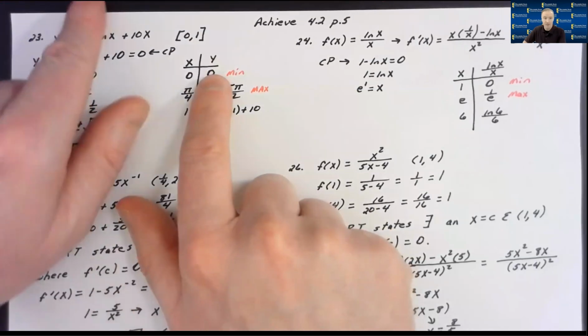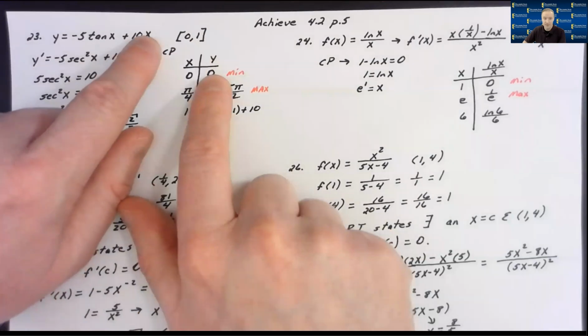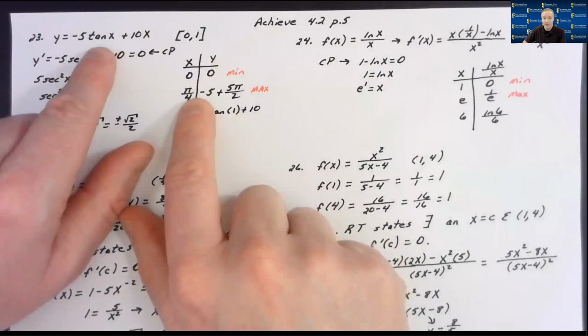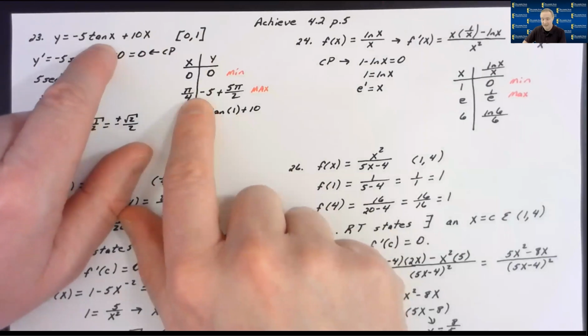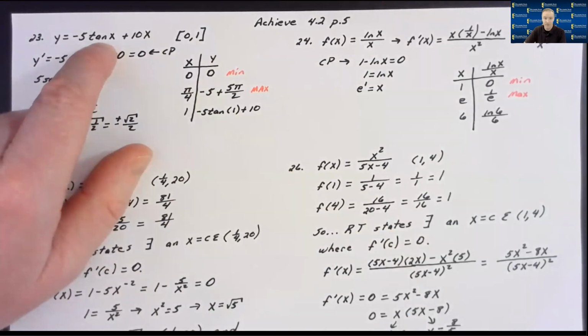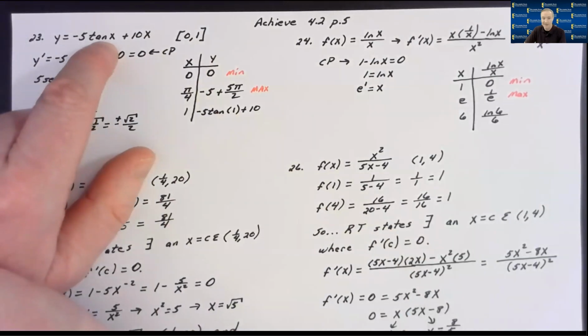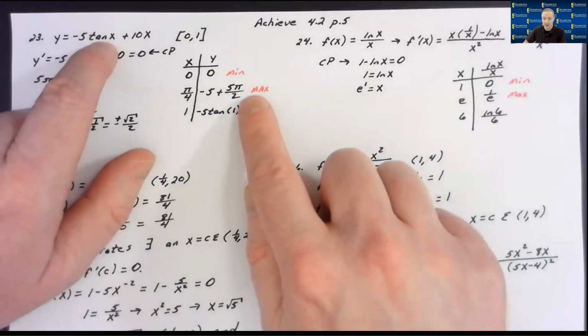We know that the tangent of 0 is 0, 10 times 0 is 0. So when you evaluate at 0, you get a 0. When you evaluate at pi over 4, we know that the tangent of pi over 4 is 1, since the sine and cosine are both the square root of 2 over 2 there. So that's just going to be negative 5 times 1 plus 10 times pi over 4, which gives me 5 pi over 2. That ended up being my maximum value.